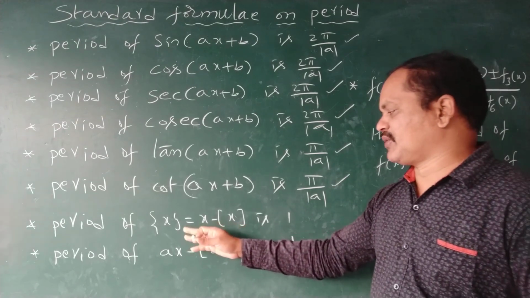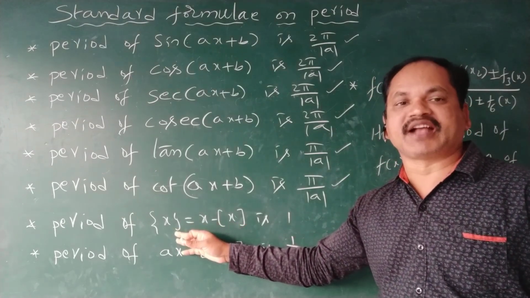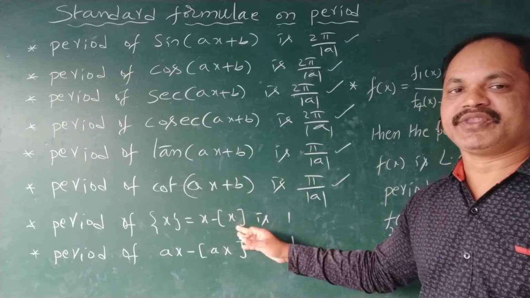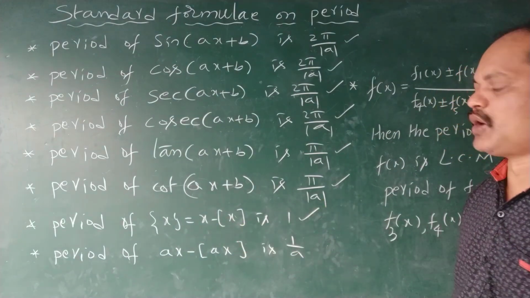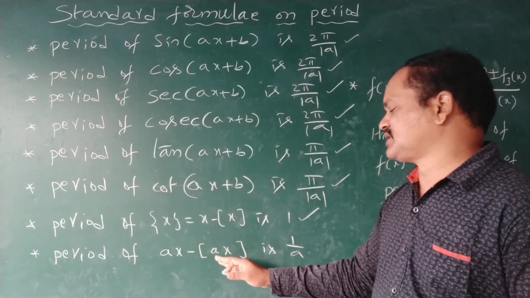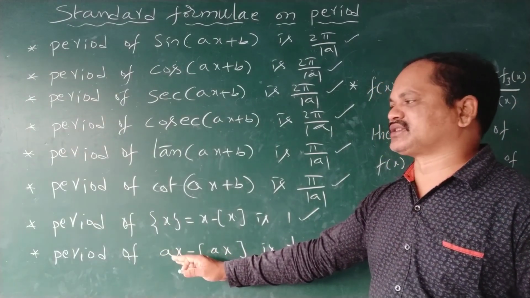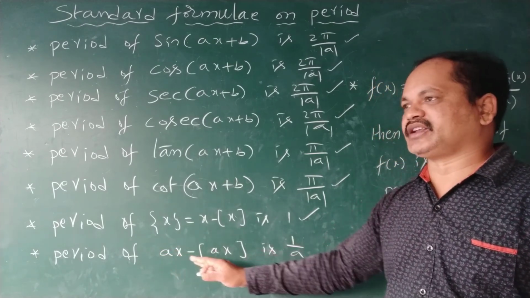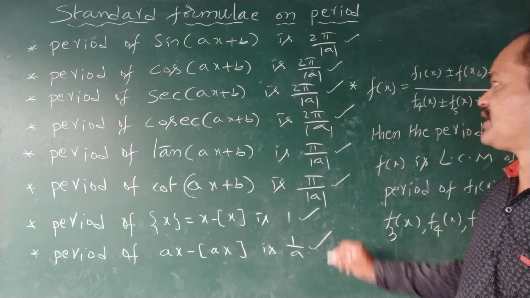And the period of the fractional part of x: the fractional part of x is nothing but x minus [x], the step function of x. That's why its period is 1, already proved. Now the period of the fractional part of ax, which is ax minus [ax], is 1/a.